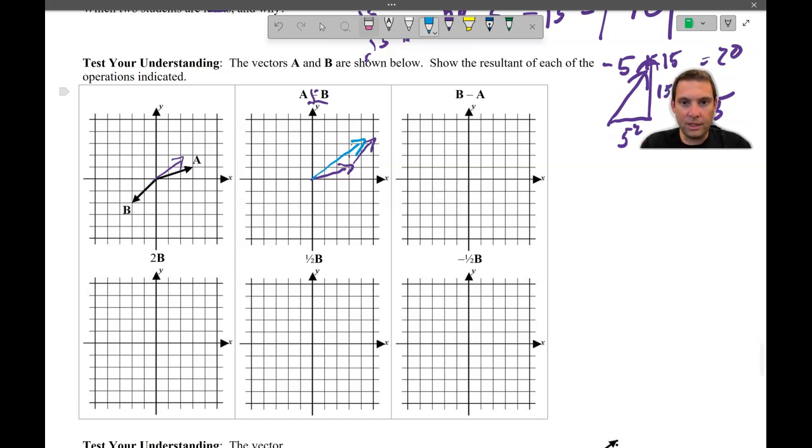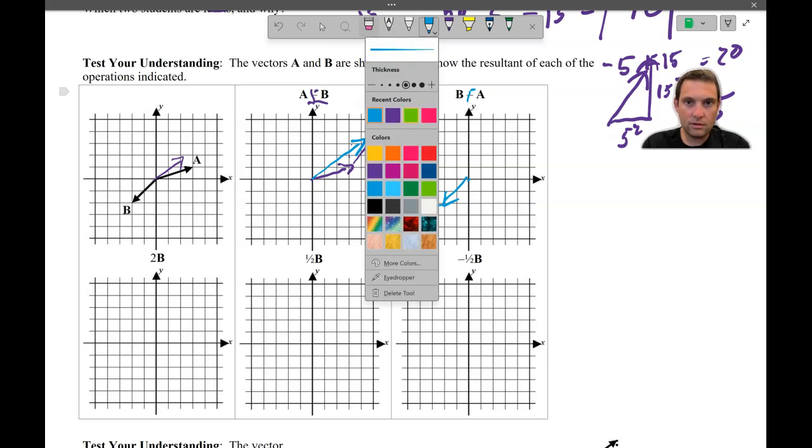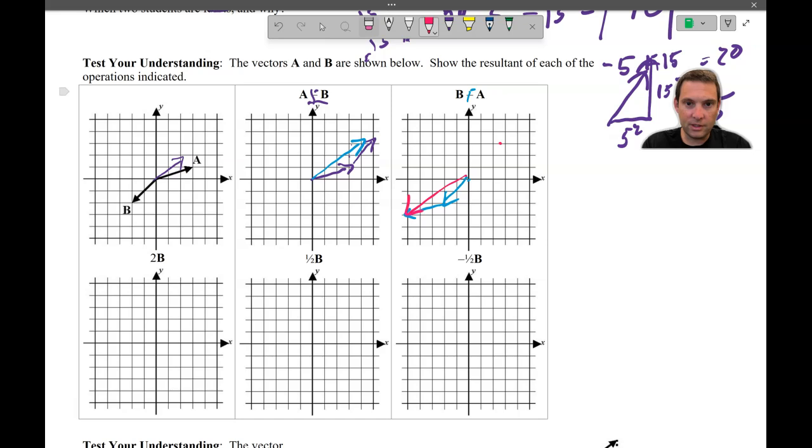For vector B minus A, add the negative, so let's start with B, 2 and 2. A is up 1 to the right 3, so we are going to go down 1 and to the left 3, giving us a resultant of this.